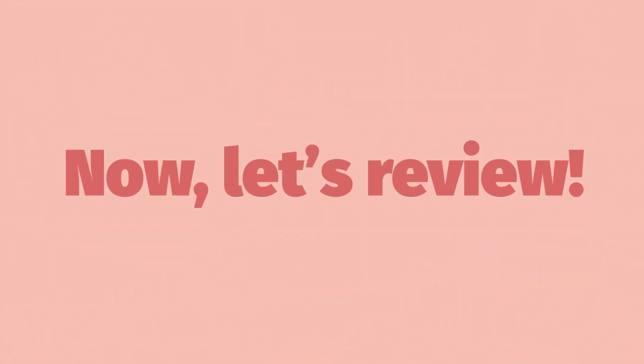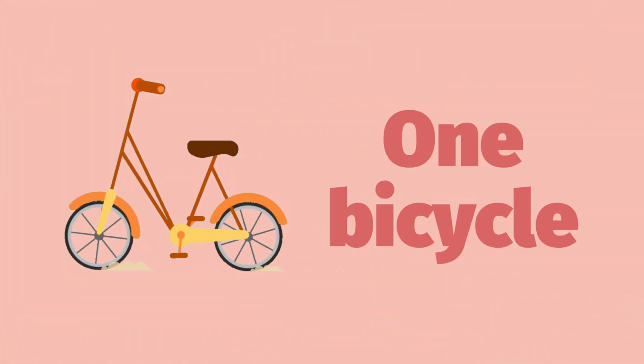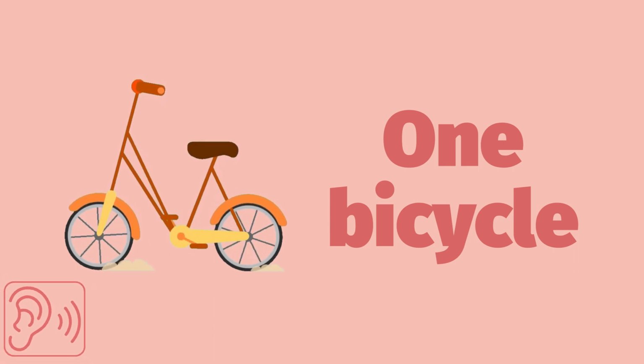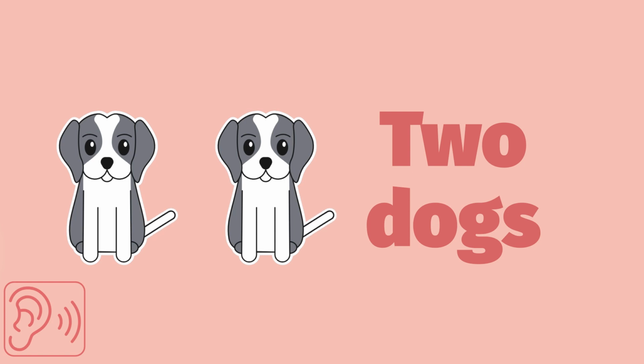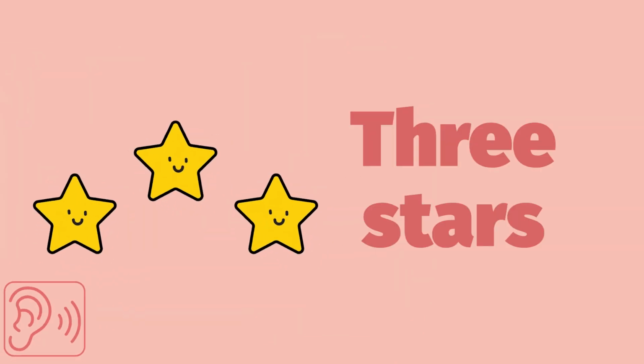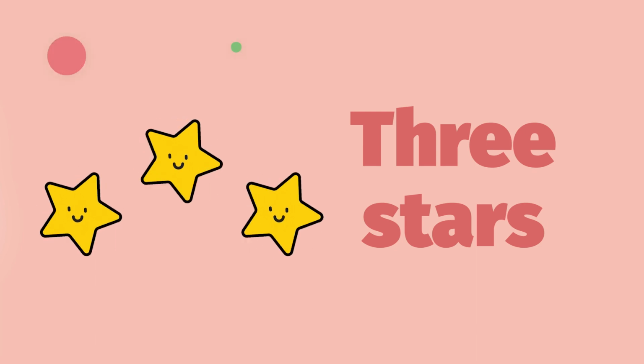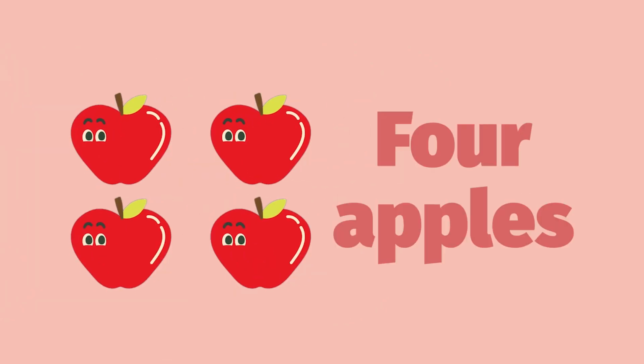Now let's review. Repeat after me. 1. 1 bicycle. 2. 2 dogs. 3. 3 stars. 4. 4 apples.